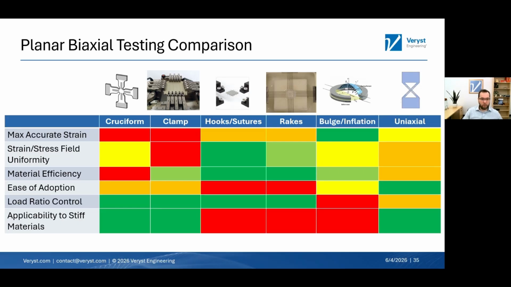So stress field uniformity is basically in the best case scenario for that test. So at say 10% strain, how uniform is the stress field? For cruciform, it's pretty good.